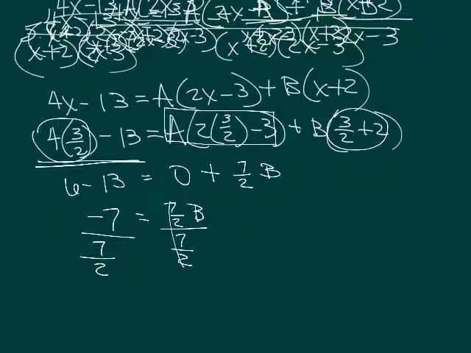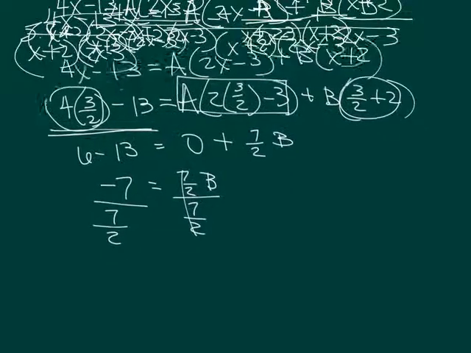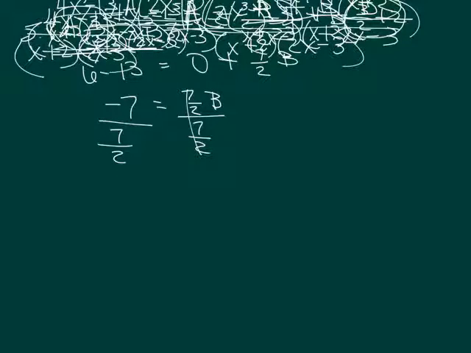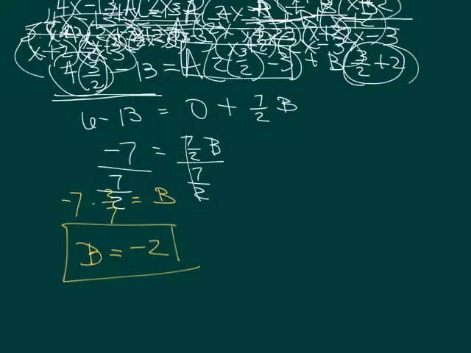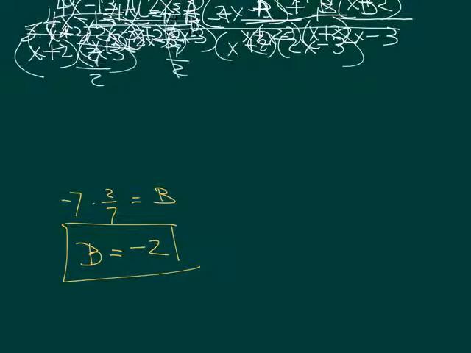That cancels, and negative 7 ends up being 2 over 7 equals B. So that gives me negative 2 equals B. So B equals negative 2. Okay, so if you go way back to the top, where we first started talking about this, the number that goes in the numerator position is going to be a negative 2 when we replace our B.